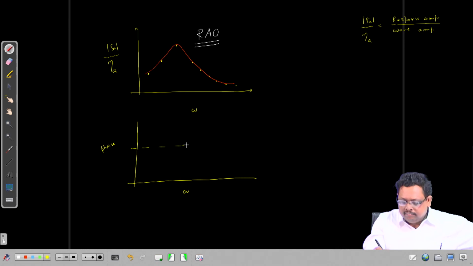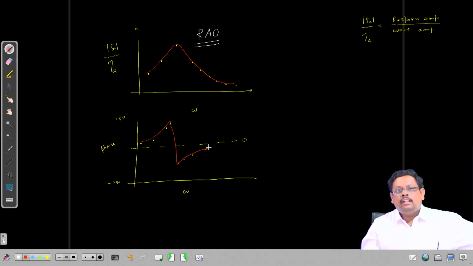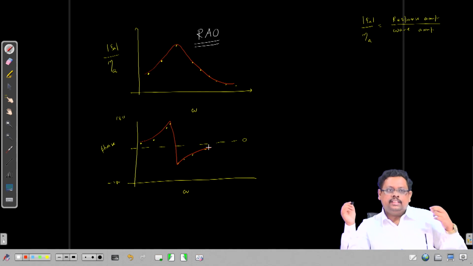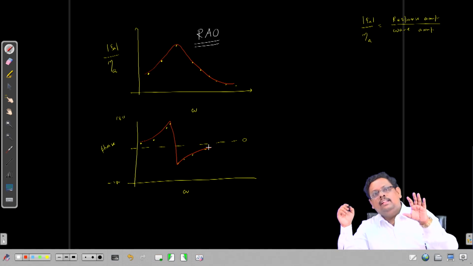So, here let us take the phase as 0, then minus 80, then plus 80, 180, and then we again try to plot the points here, here, here, and then just add it. Now, you see this is the only thing that we want. All this calculation of the added mass, the damping, everything, the final aim is to get this graph with different frequency: what is my response and what is the phase.